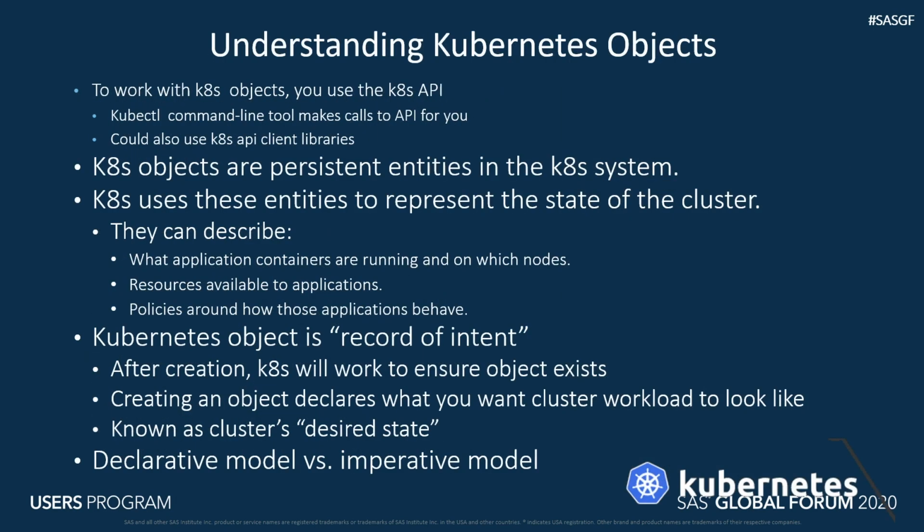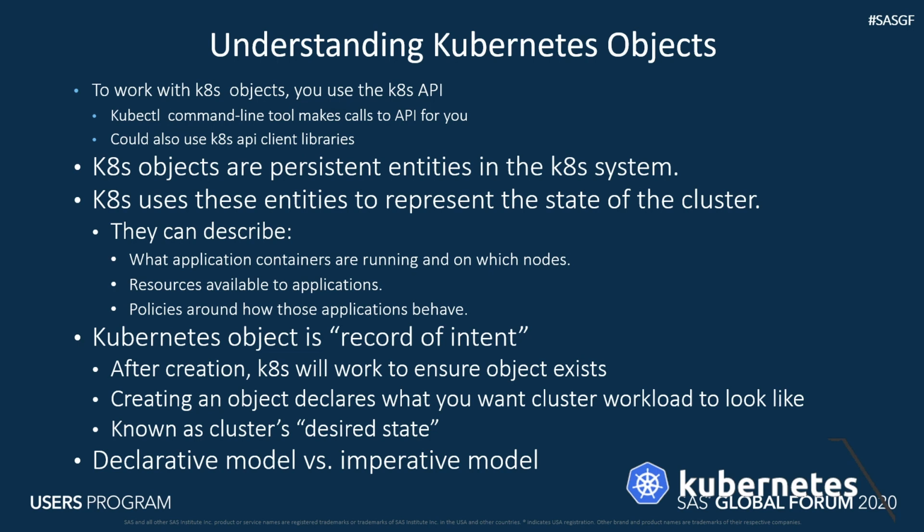So let's talk about understanding some Kubernetes objects here. To work with Kubernetes objects, you use the Kubernetes API, or you can use the Kubernetes command line, but basically you're using the API either way. The kubectl command line tool makes calls to the API for you. You could also use the Kubernetes API directly through the Kubernetes API client libraries if you didn't want to go through the command line, if you wanted to write your own programmatic interface to Kubernetes.